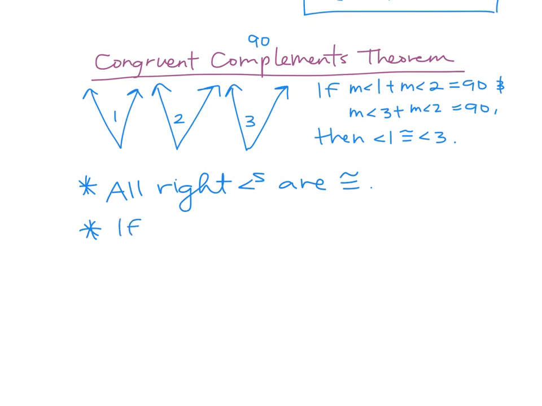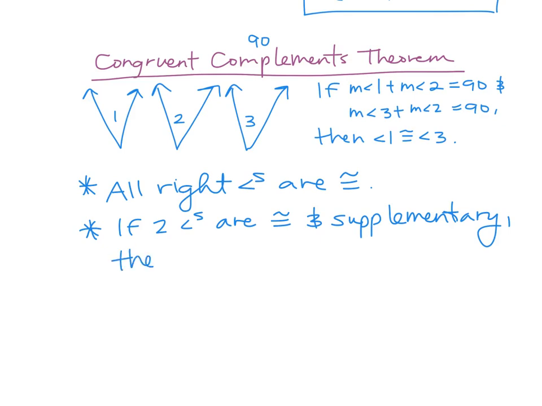It says if two angles are congruent and supplementary, then, can anyone fill that in for me? If two angles are congruent and supplementary, what do we know about them? They're right angles, right? Then they're both right angles.